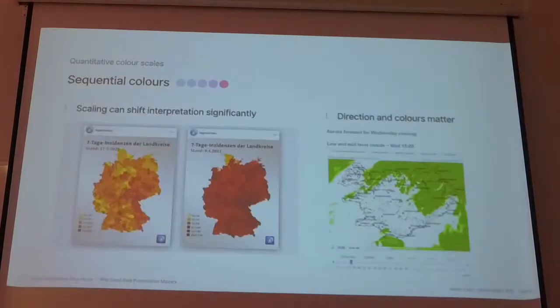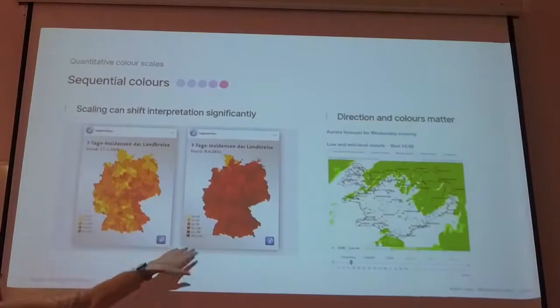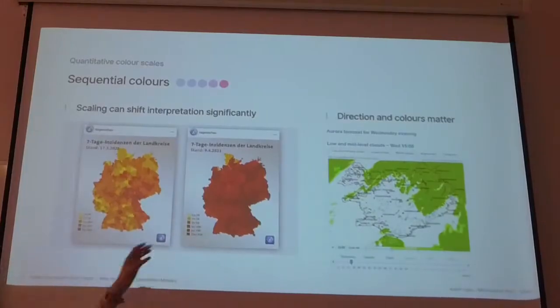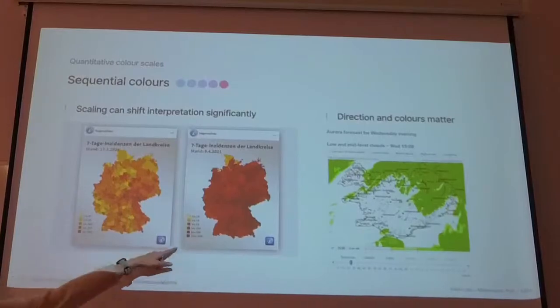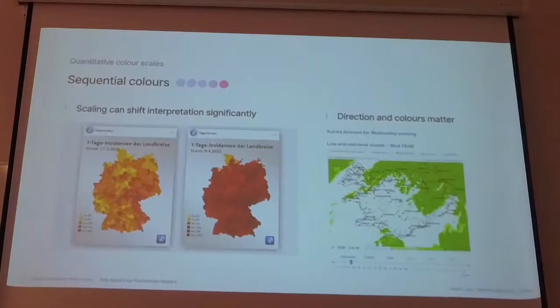Here's also the danger that we can distort with that. So this is the 7-day incidence where it would look like within 1 month suddenly everyone is infected, but this is because they actually changed the scale of the heat map and introduced another level. So suddenly it looks like there's much more infections going on. This is just because they shifted the scale of the heat map.